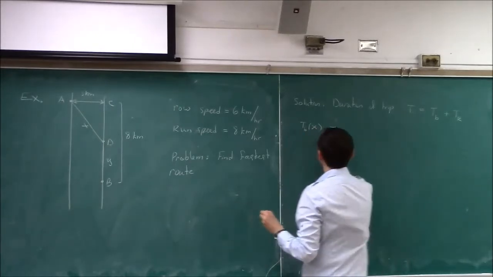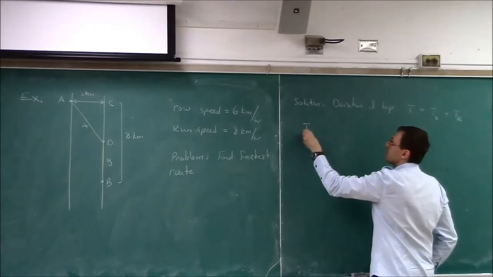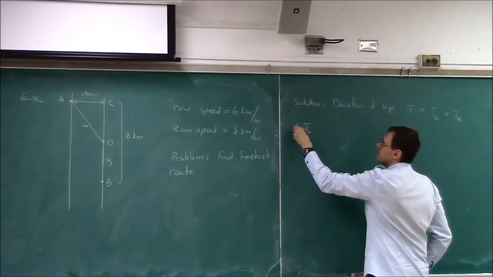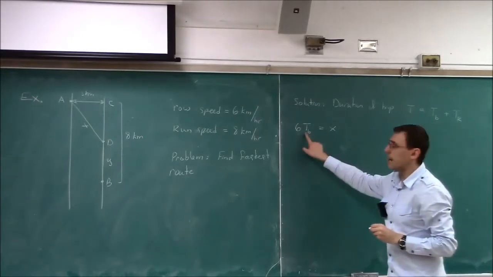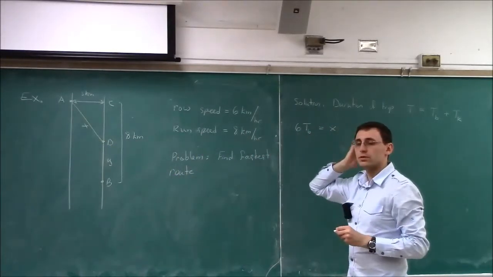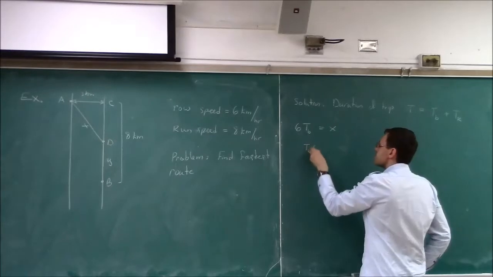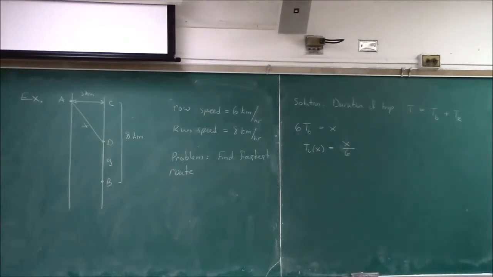Let's do it like this. We know that tb, the amount of time, times the speed, 6, should equal x. You agree? The amount of time it takes to travel this distance times the speed will equal the distance traveled, right? So that means that tb of x is x divided by 6. Does it make sense? Yeah? All right.